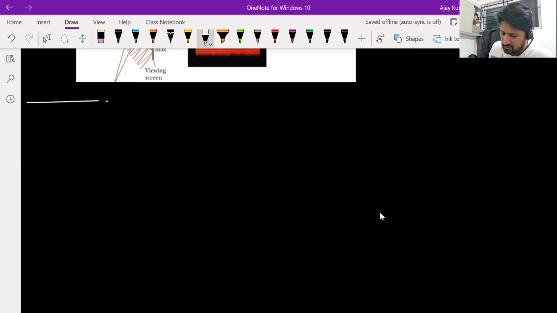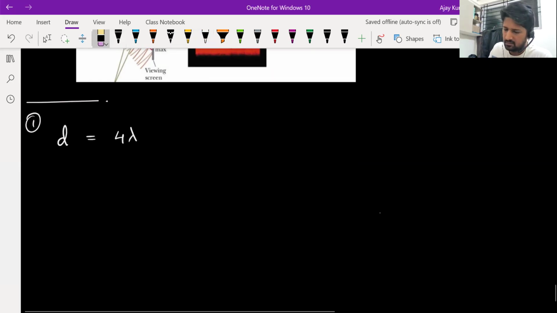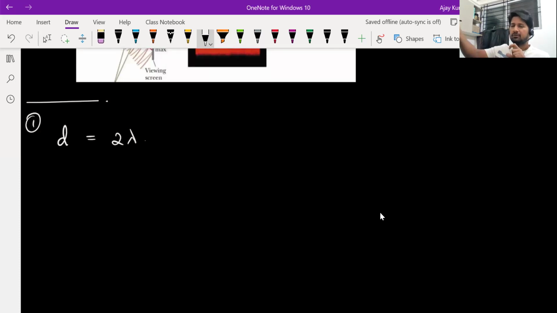So suppose the distance small d between the sources is, let's say 4 lambda. Or, okay, let's take 2 lambda itself. Distance between the sources is 2 lambda. That means at any point away from the two sources, the maximum possible path difference itself is 2 lambda. You can't get path difference more than that. And that 2 lambda also, where will it occur?